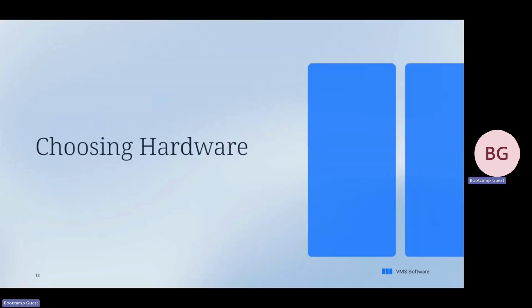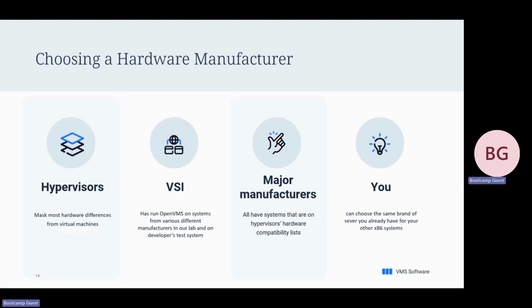Choosing your hardware. So the whole point of a hypervisor, two points to a hypervisor. One, you can run multiple systems on a single host. But maybe as important, or even more importantly to us, the hypervisor hides most of the details of the underlying hardware from the operating system.